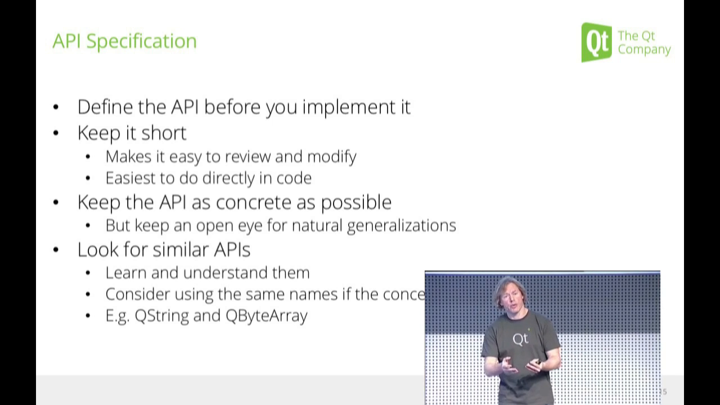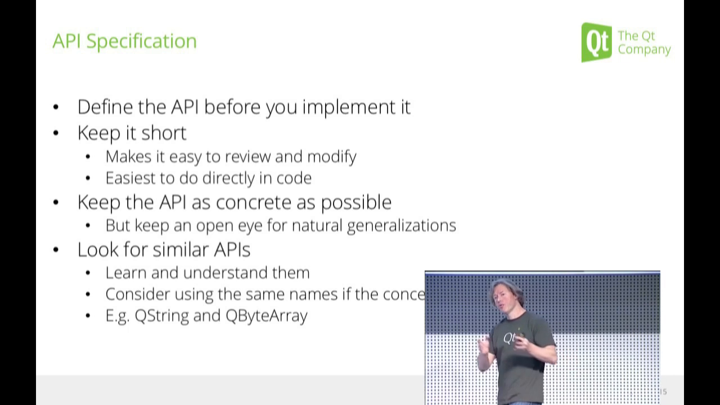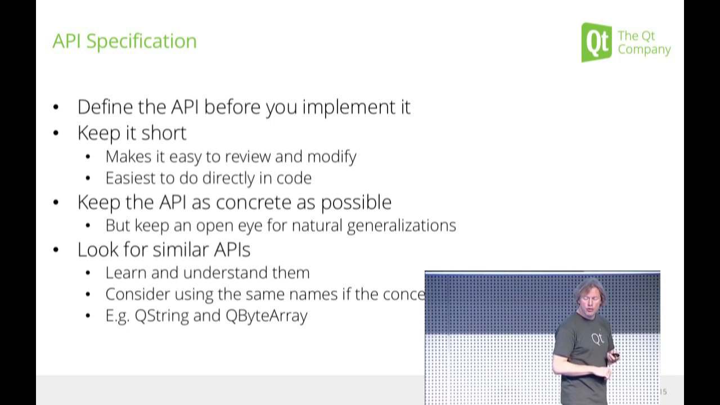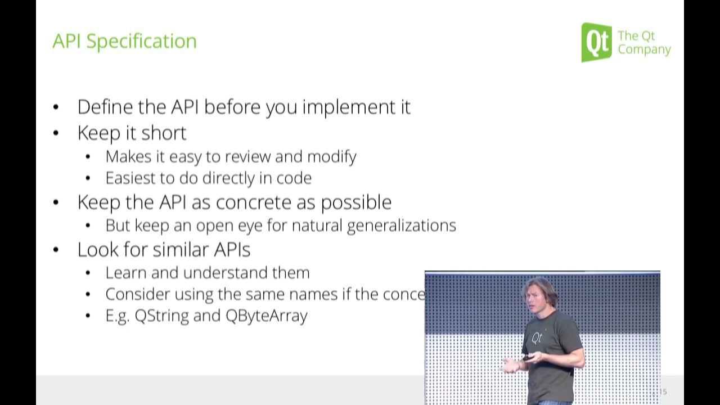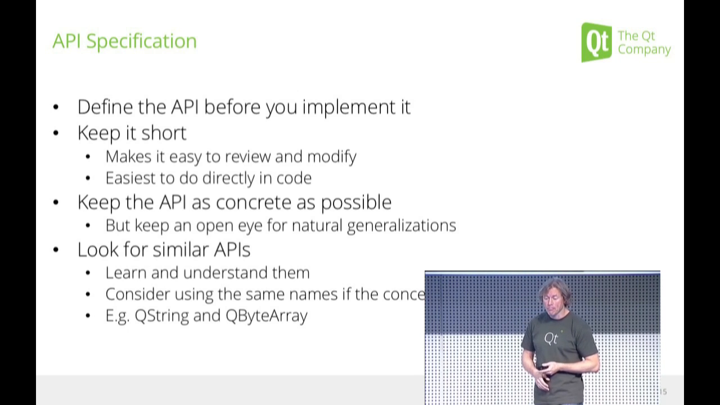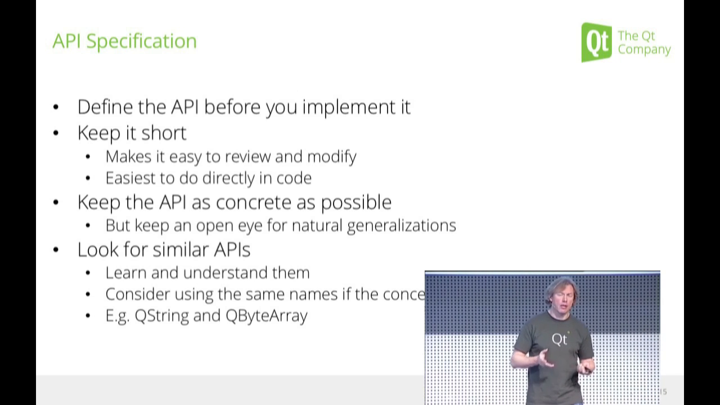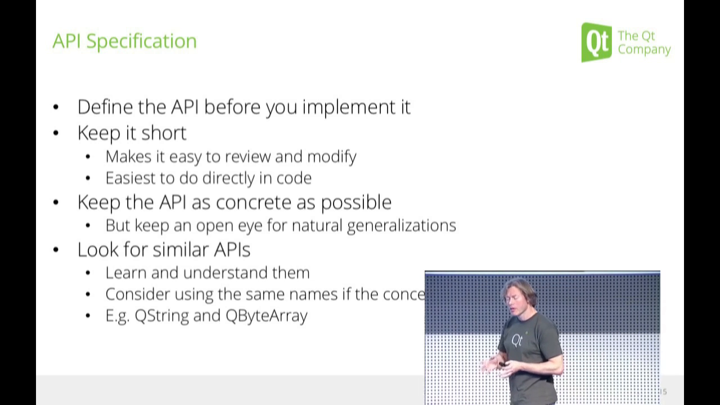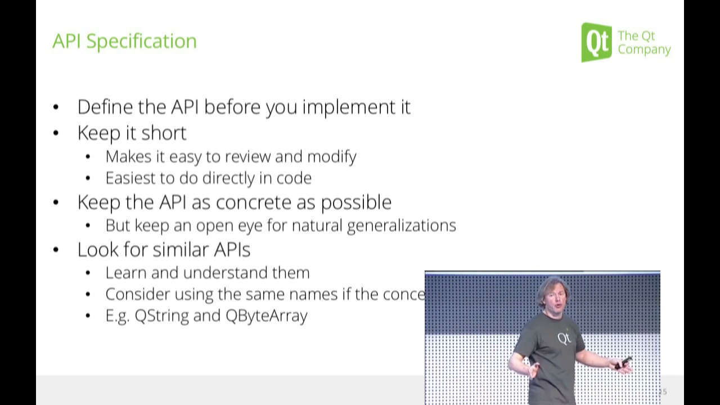It's better to start the other way around. Try to figure out what the ideal API would be that I want to have, and then put all the complexity into the implementation. But keep the specification short, and make it easy for others to review and understand. In my experience, it's easiest to just do that directly in code. Write the header file. As I said, keep it as concrete as possible. Sometimes there might be some natural generalizations that you can do. Keep an eye out for them, but don't try too hard to find the generic framework that solves everything.